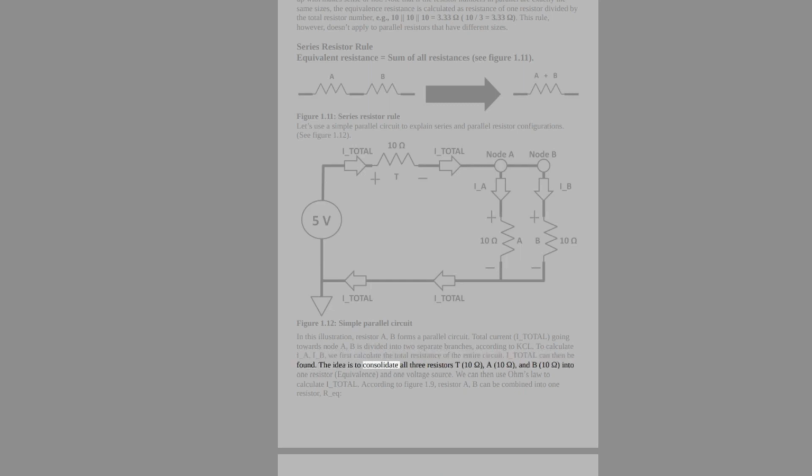The idea is to consolidate all three resistors, T, 10 ohms, A, 10 ohms, and B, 10 ohms, into one equivalent resistor and one voltage source. We can then use Ohm's law to calculate I_total. According to Figure 1.9, resistors A and B can be combined into one resistor, R_EQ.